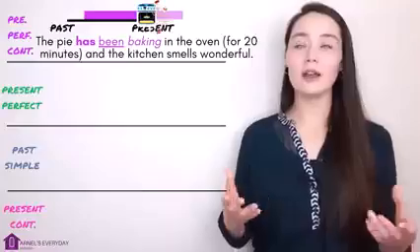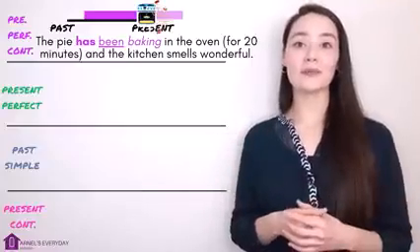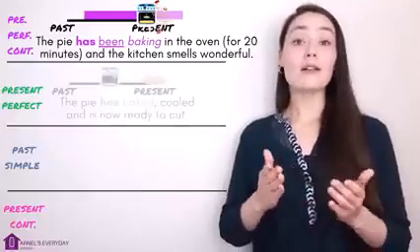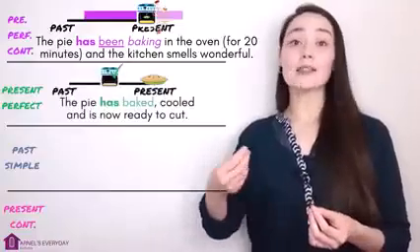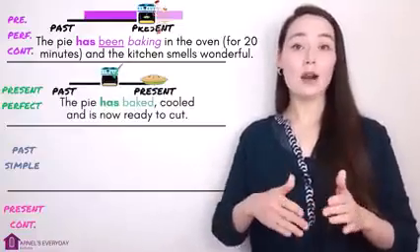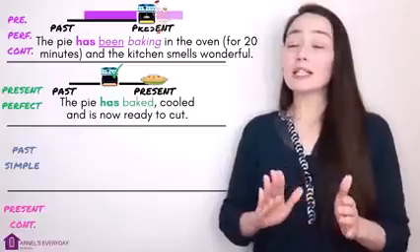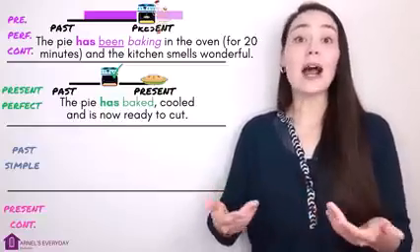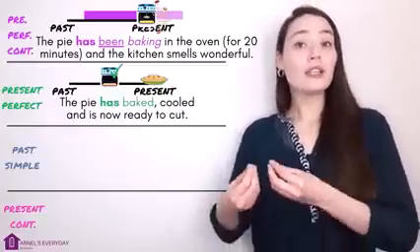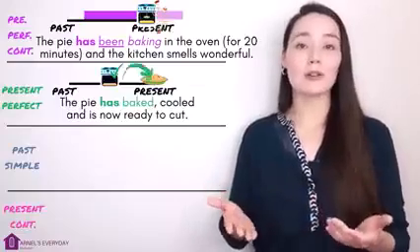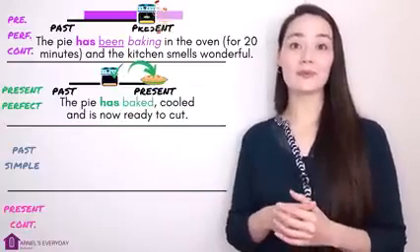What's my evidence? The kitchen smells wonderful. Present perfect. The pie has baked, cooled, and is now ready to cut. This is a completed past action. The pie is out of the oven. When did this action happen? It doesn't matter. Before, now.